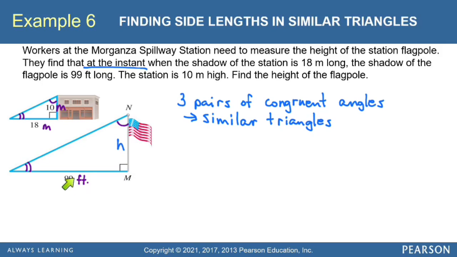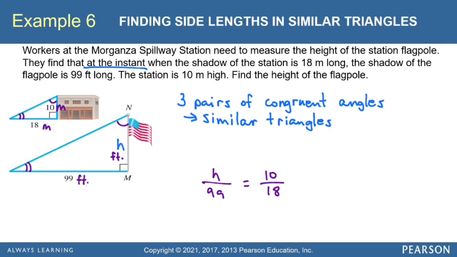And we know that since this side was measured in feet, this height, when we find it, will also be measured in feet. All right, now let's go ahead and write our first ratio. There are two different ways that you can do this, but what I'm going to do here is write the ratio h over 99, and that is going to be equal to the same ratio in the other triangle, which is 10 over 18. So h over 99 equals 10 over 18.